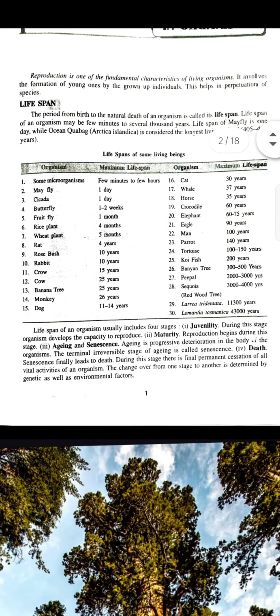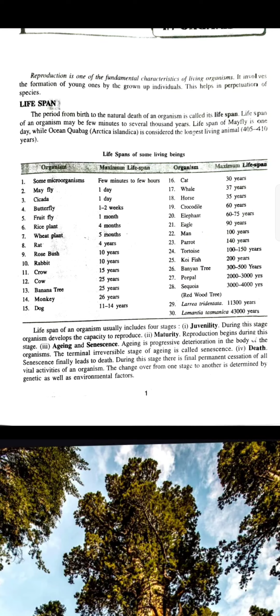Okay, so the lifespan of an organism includes 4 stages: juvenility, maturity, aging and senescence, and death. Juvenile, that is during this stage it develops the capacity to reproduce, that is to produce the young ones of its own type. Maturity, that is reproduction, begins during this stage. Aging and senescence, it is progressive deterioration in the body of the organism.